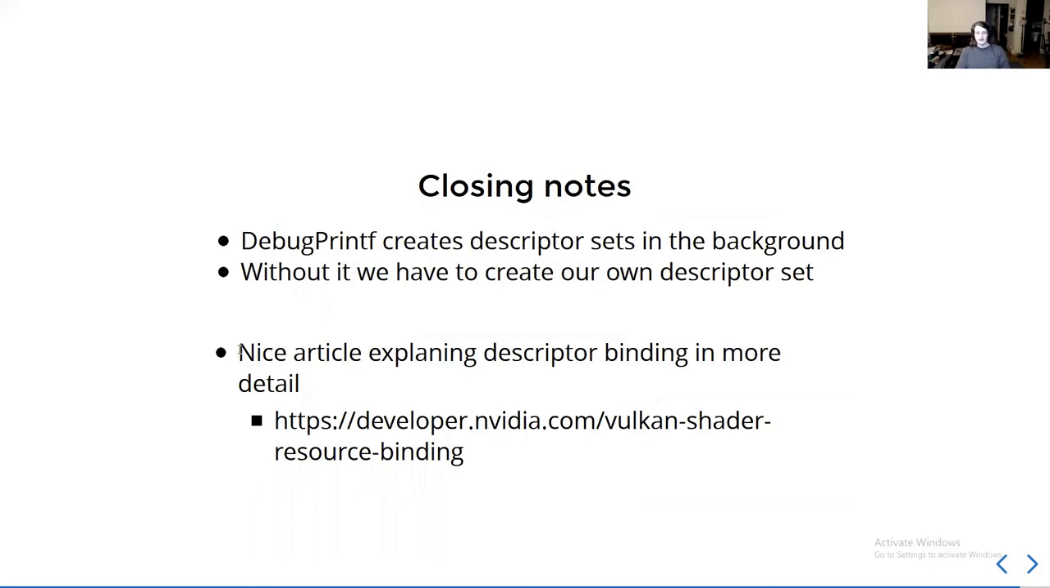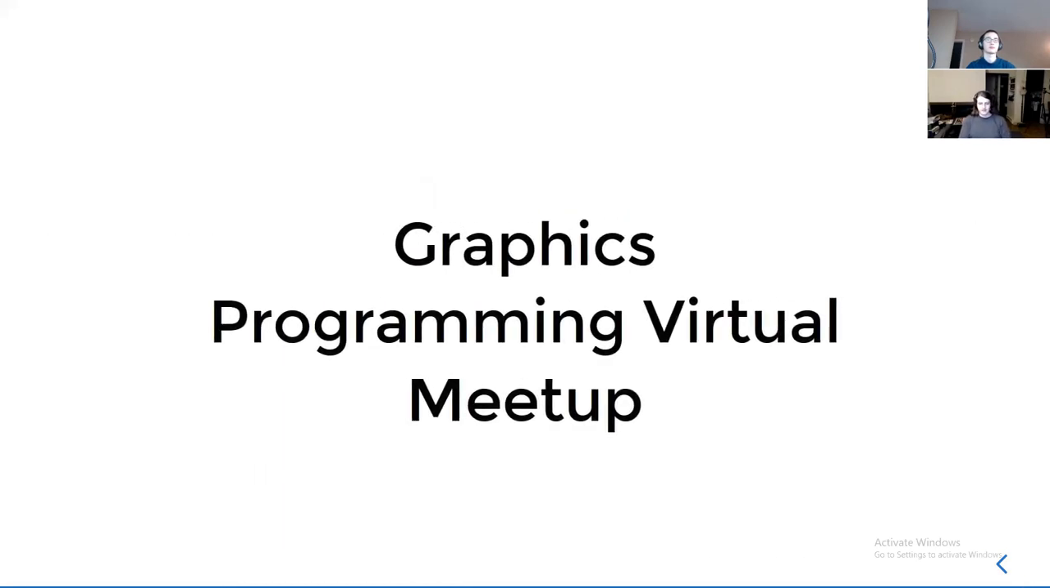Lastly, there is a nice article by NVIDIA that goes a bit more into detail about how shader binding works. I recommend reading it. It's 4 years old, but it's still accurate. The API hasn't changed that much. So that's it. Thanks for listening.